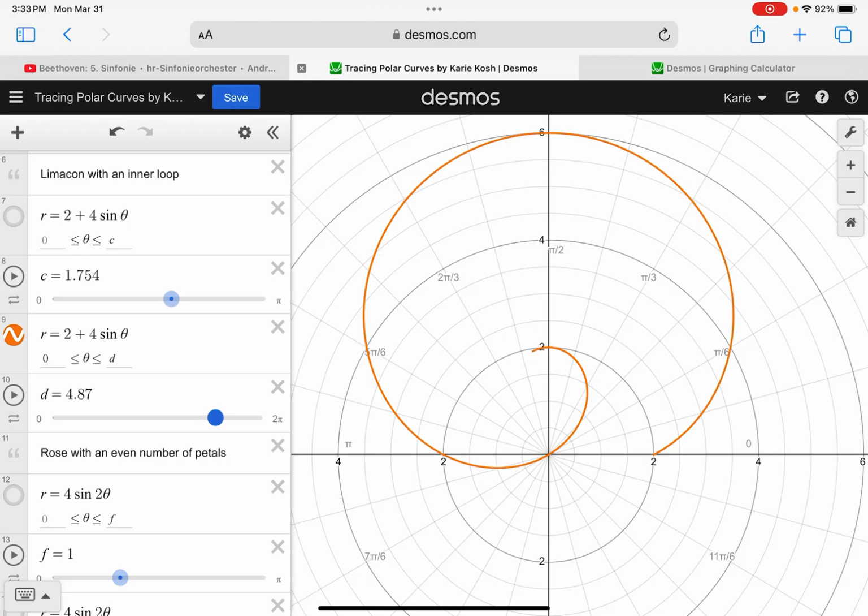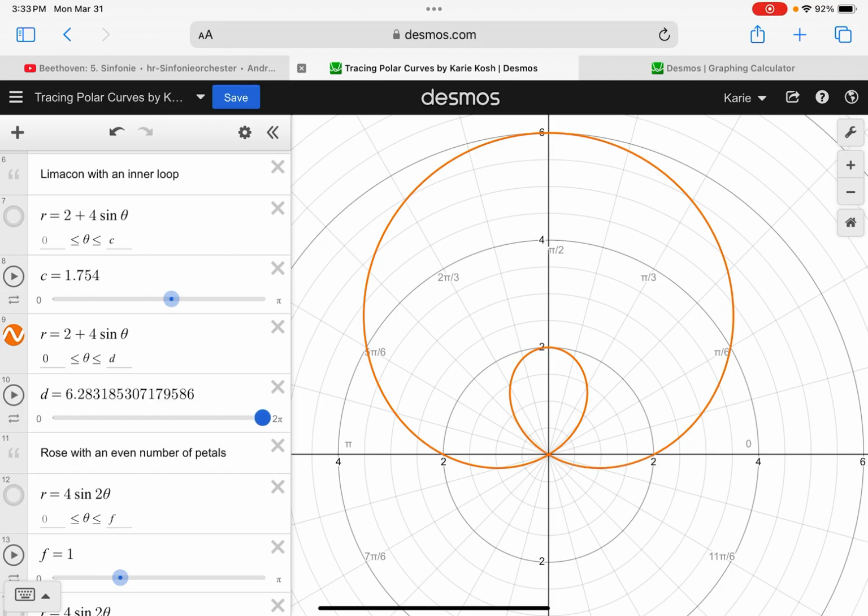However, our r values were negative. And so, oops, right here. If we were in quadrant 3, but we have a negative radius, we end up in quadrant 1, which is why we get the right-hand side of that inner loop. Well, that's what we were talking about in class Friday and today.